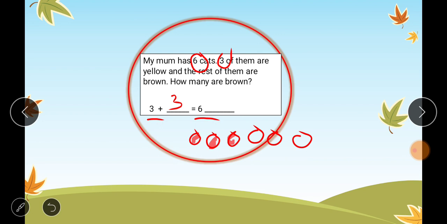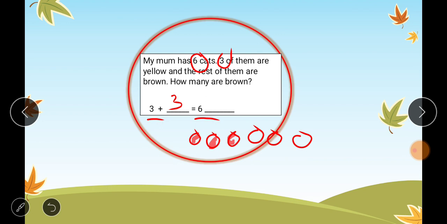How many fingers are you holding out? 3 fingers. So our missing addend is 3. Like I always tell you, whichever way is easier for you to count, use it. You'll still get the same answer if you use it properly. Good. So 3 plus 3 equals 6.